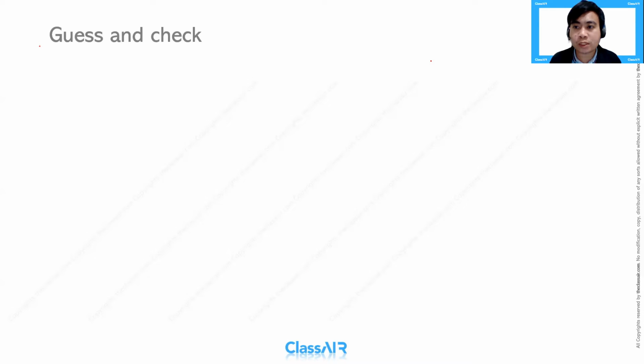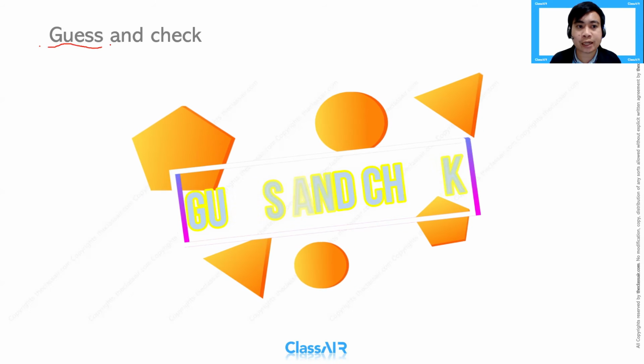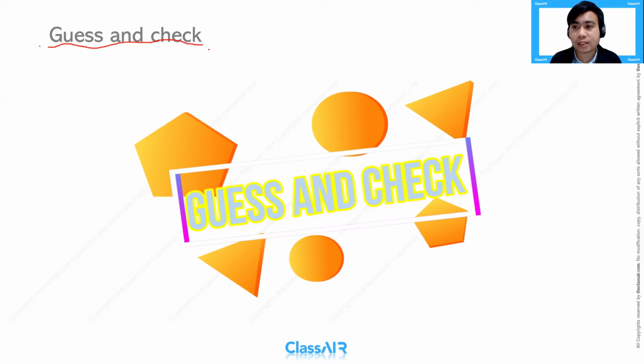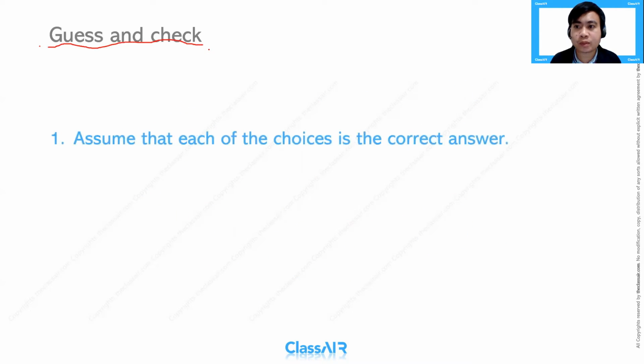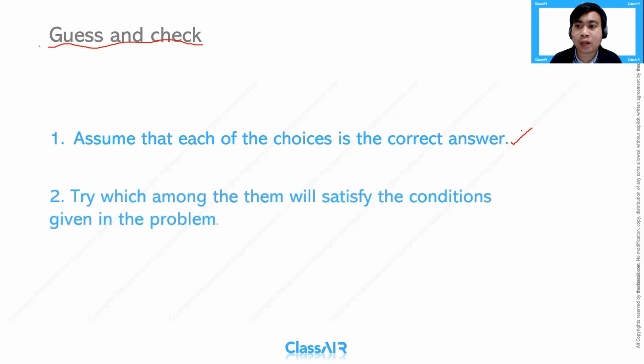One of the most useful techniques in solving multiple choice type of questions is by using guess and check. In guess and check, we need to assume that each of the choices is the correct answer. Then, try which among them will satisfy the conditions given in the problem. For an example, we have this problem.